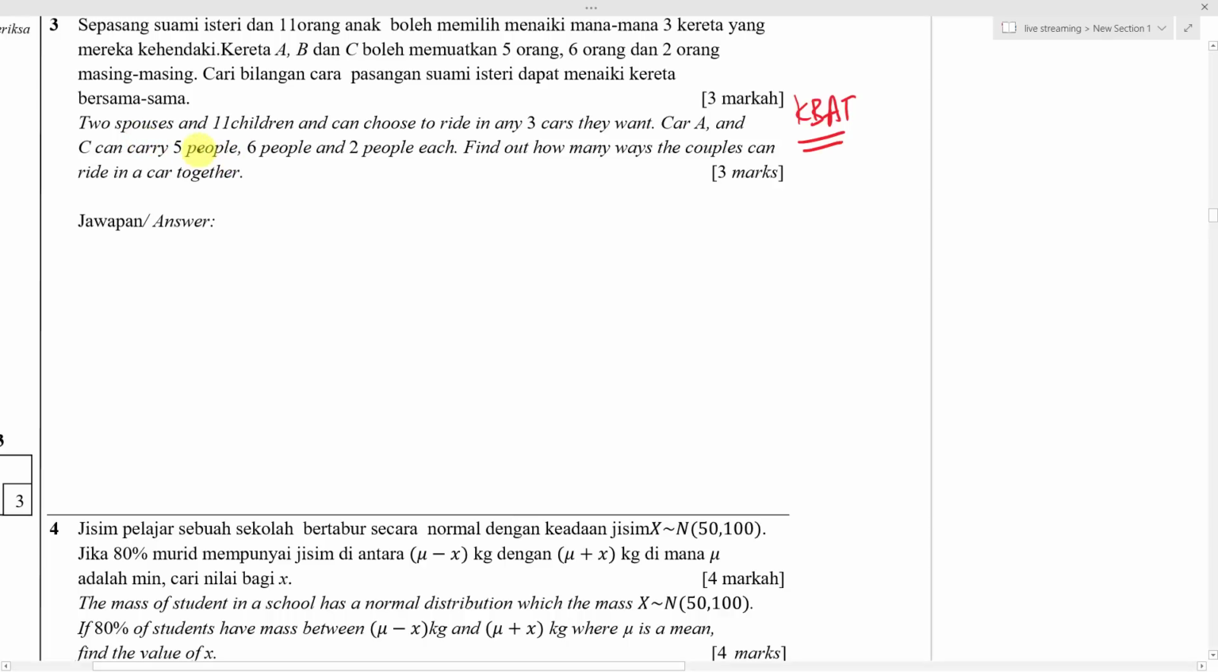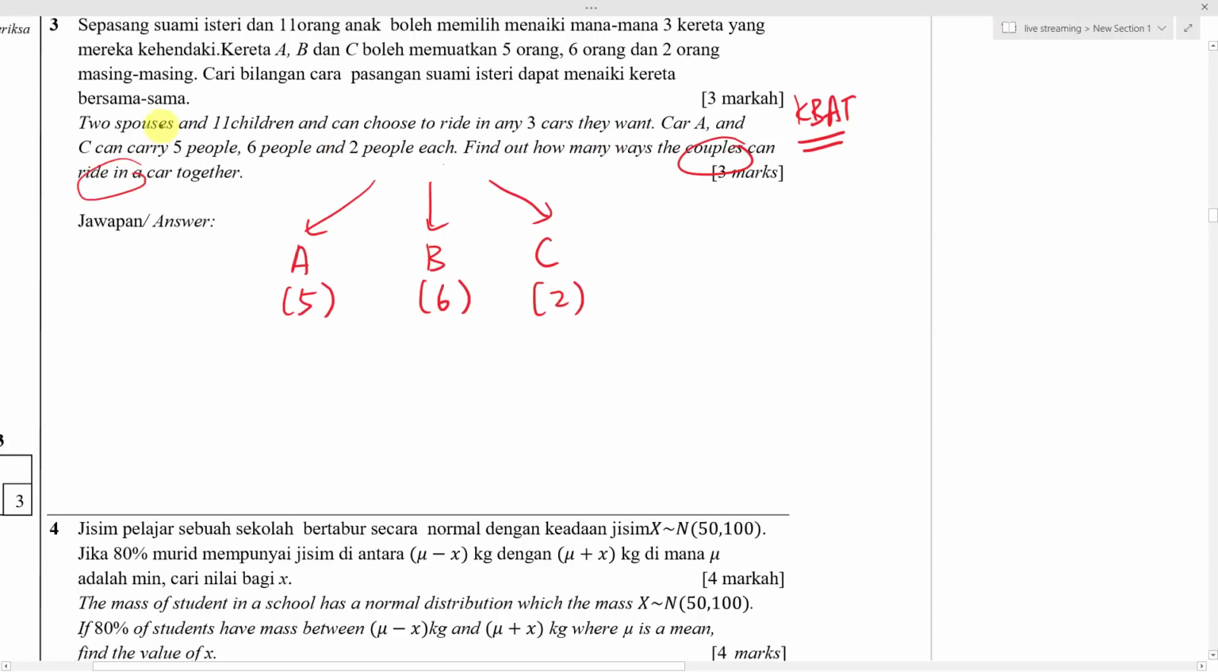So over here, the question says you have two pals. The pals over here, basically they are the couple. Alright, and 11 children can choose to ride any of the 3 cars. So right now you have 3 cars over here: car A, car B, and car C. Car A can fit 5 people, car B can fit 6 people, and car C can fit 2 people. You want to find out the number of ways the couple can ride in a car together. So basically the couple must be together.